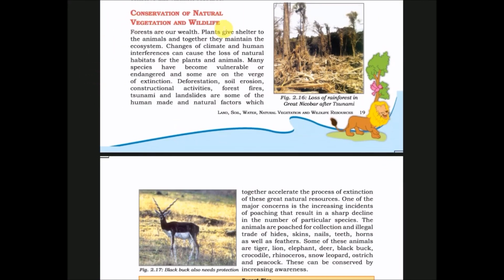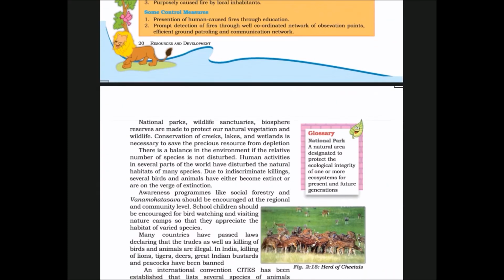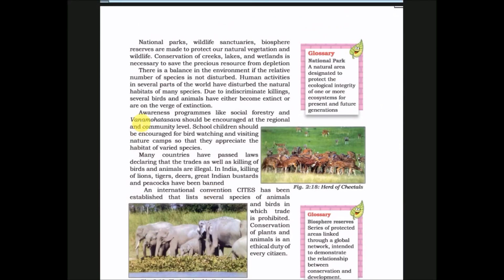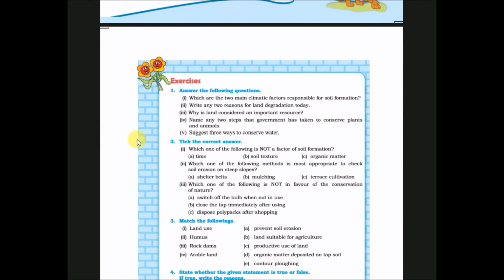Conservation of natural vegetation and wildlife. At the close of the chapter, I want to say that we have to conserve natural resources and wildlife also, because it makes our life easier. Without any animals and plants, we can't imagine a life. So we have to be modern, but not to the extent of killing animals and trees.